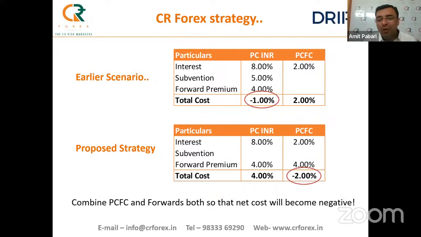In the earlier scenario, with PCFC, subvention and forward premium, the interest rate was close to -1%. If you do PCFC and forward, then the interest rate can become negative by -2%, which is a little higher than the earlier policy. So it is a recommendation to all exporters that they can take PCFC and forward if they are not getting subvention.